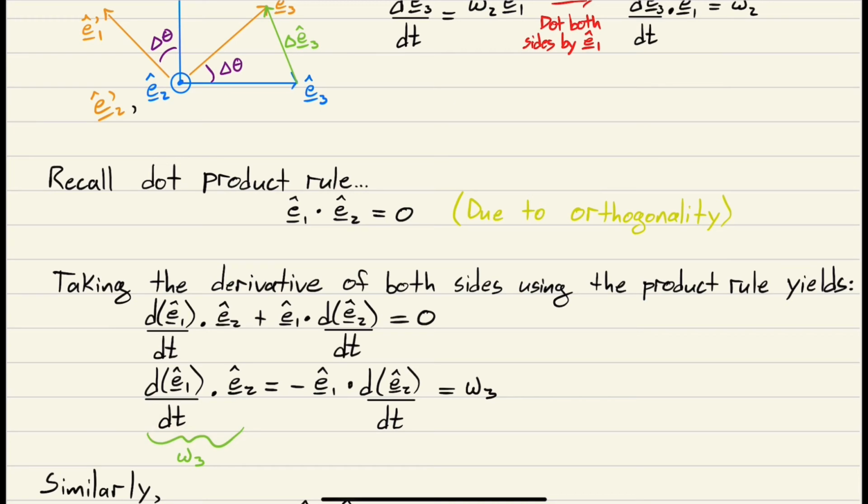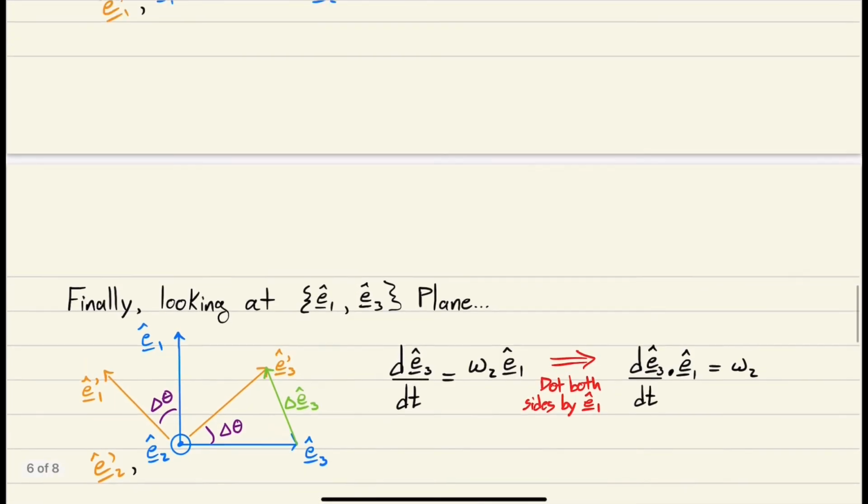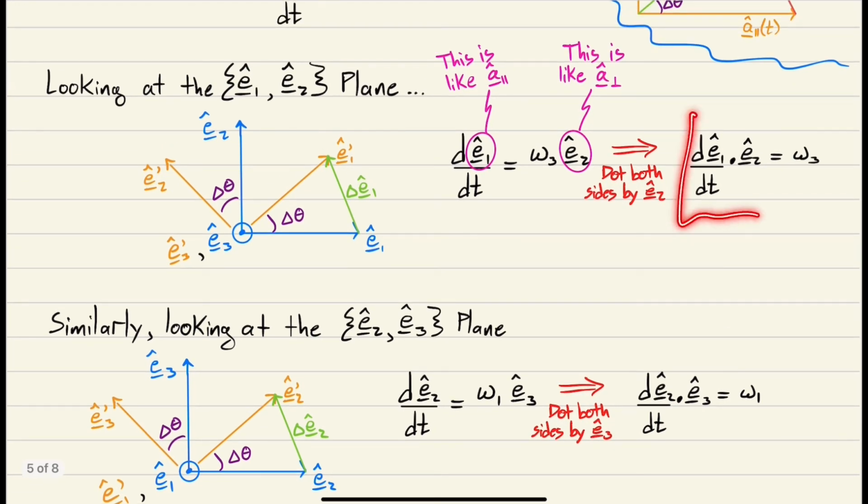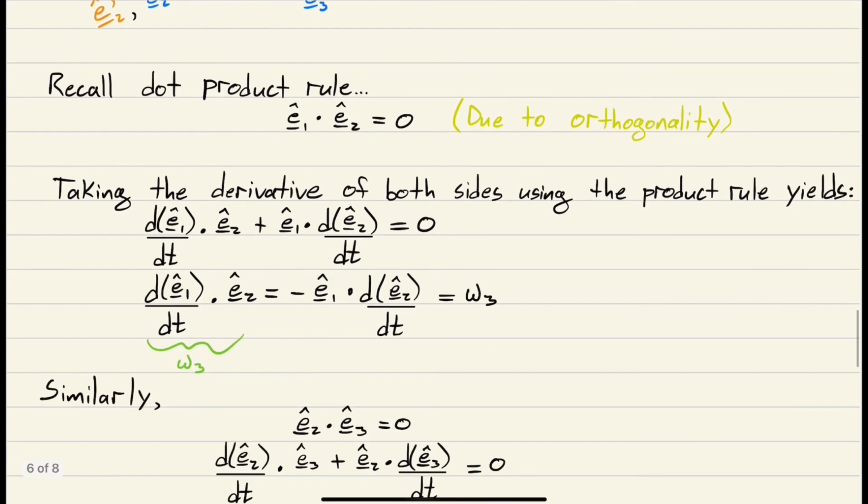dE1 dt dotted with E2. Where did we do that? dE1, E2, right here. That's equal to omega 3. So this term's omega 3, and all I'm doing is moving this over to the other side of the equal sign. That's equal to negative E1 dotted with dE2 over dt. So that's equal to omega 3, right? That's what we just said here.